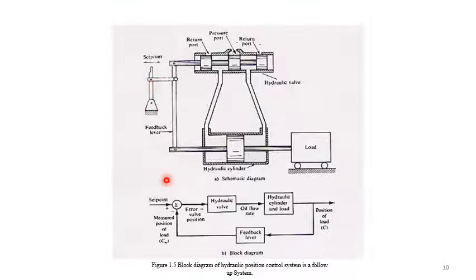The set point here is also getting inputs from the feedback lever. This is the feedback lever, from which we get the feedback. The comparison is done in the comparison element, and after comparing, the output error is fed into the hydraulic valve.